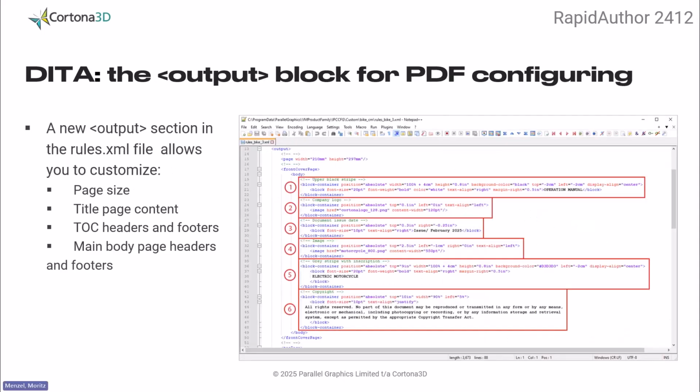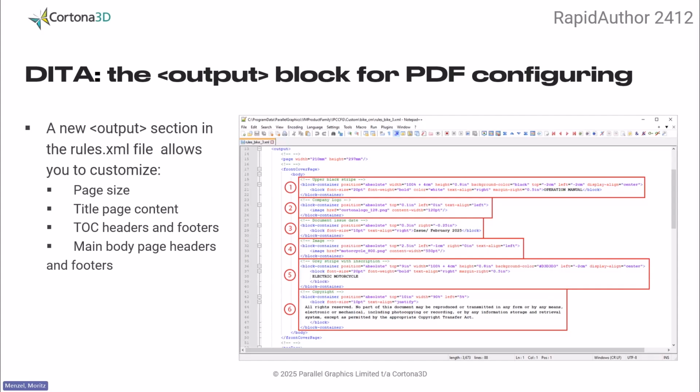First, you will probably want to create a separate file, say custom rules XML, so your custom settings remain intact after any future upgrades of RapidAuthor. To apply your custom rules, reference the new rules file in the file topic to PDF XSL, which is located in the same folder as rules XML. The customization is then done in the output section of the rules file. This is what we've highlighted here.